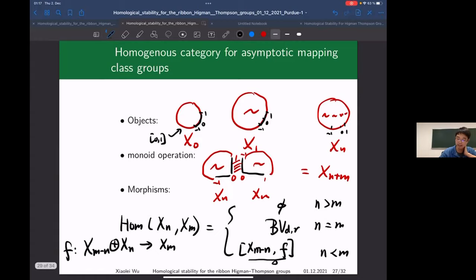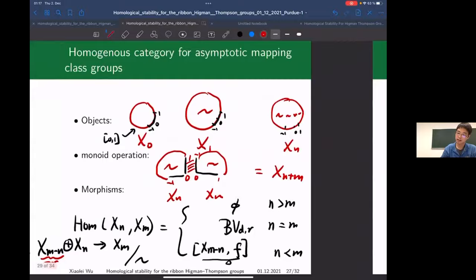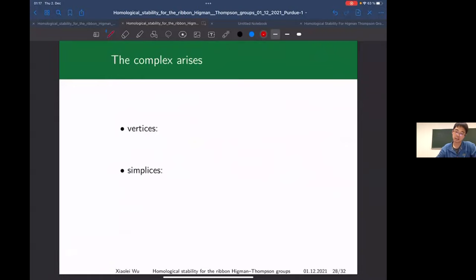And then the equivalence relation says that what f does on the first component does not matter. So you can compose this with an asymptotic rigid homeomorphism of this component, and that does not matter. Okay. And then the complex arises as something like the following. So the vertices are just Hom from X1 to Xn.